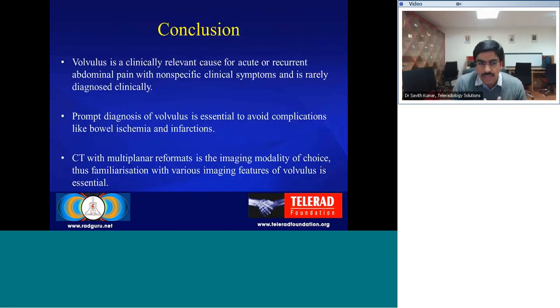So in conclusion, volvulus is a clinically relevant cause for acute or recurrent abdominal pain with non-specific clinical symptoms and is rarely diagnosed clinically. So prompt diagnosis of volvulus is essential to avoid complications like bowel ischemia and infarction. CT with multiplanar format is the imaging modality of choice because of its ability to give a confirmatory diagnosis and also to pick up the complications. So it is important to be familiar with the various imaging appearances of volvulus on CT.